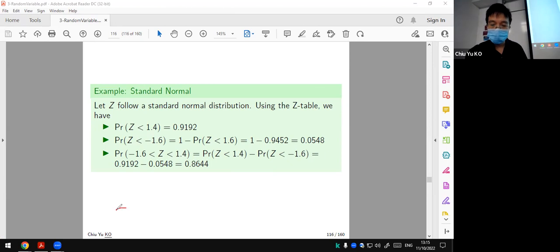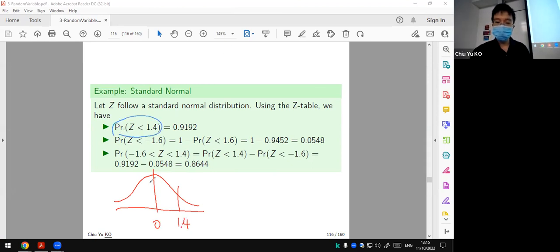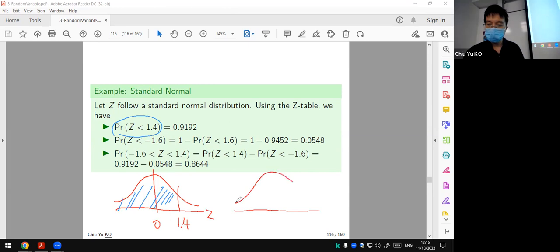So the question is the following. This is 0. This is 1.4. This question is less than 1.4, so just this area. So what are we going to do? You just flip it. This is the same as negative 1.4 here.